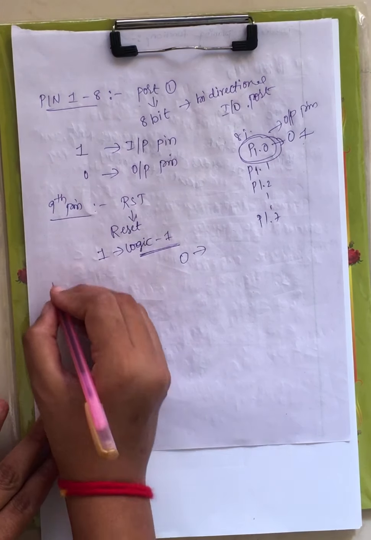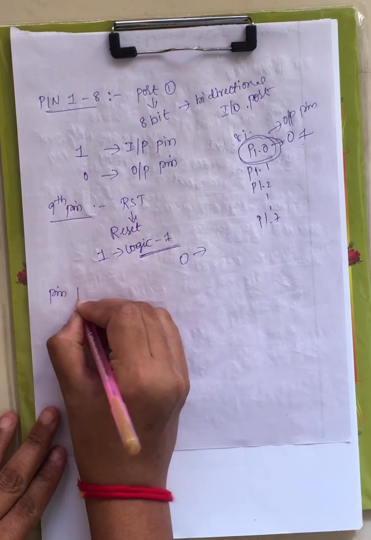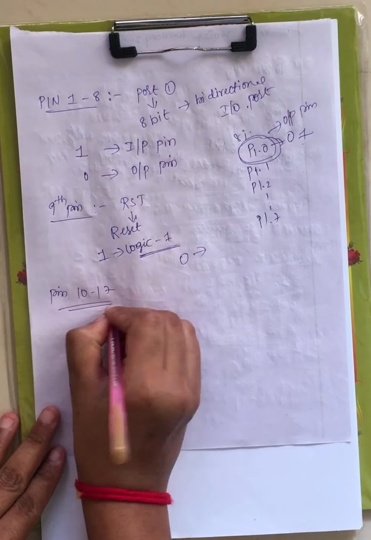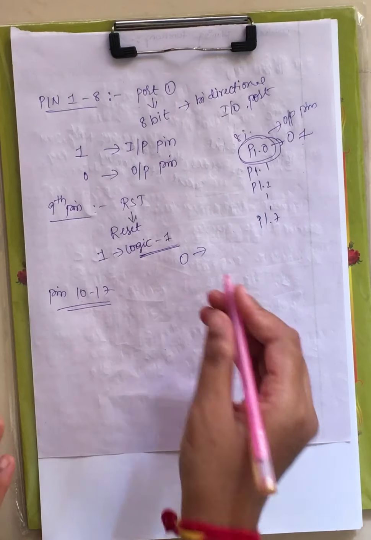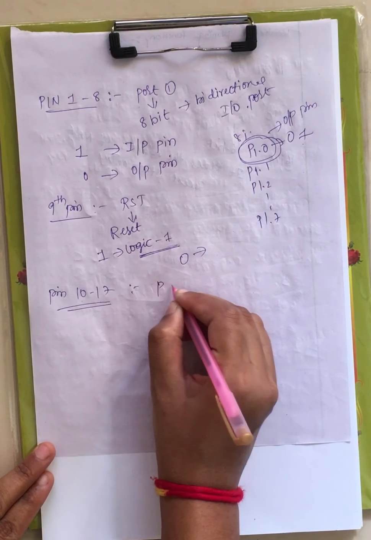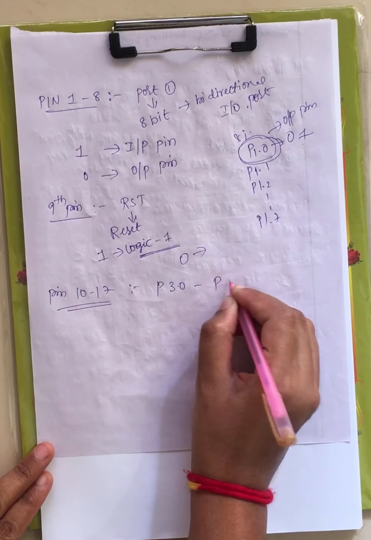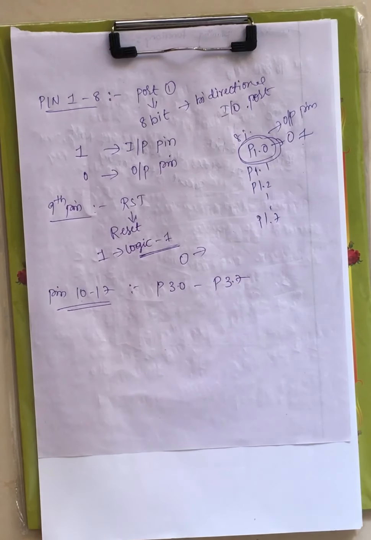Now coming to pin number 10 to 17, what are these? Port 3, that is port 3.0 to port 3.7. Now this is nothing but an IO port, which is bidirectional. In addition to the input output function, there are some special functions.